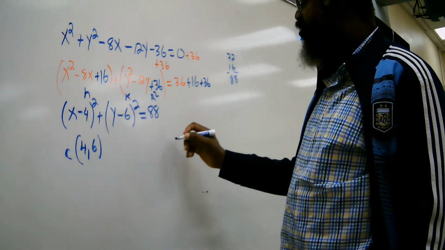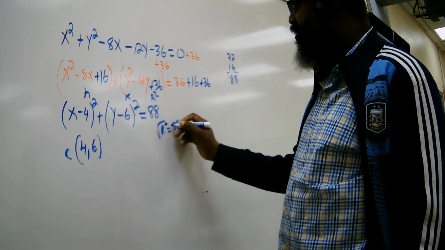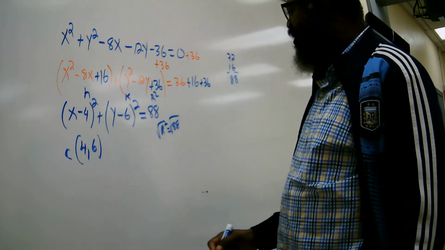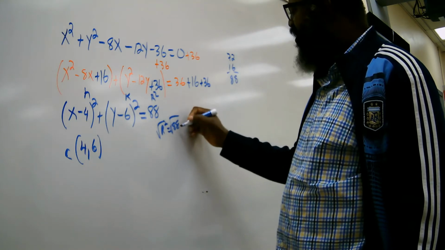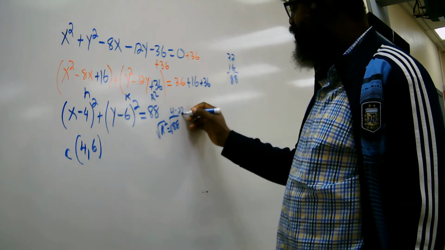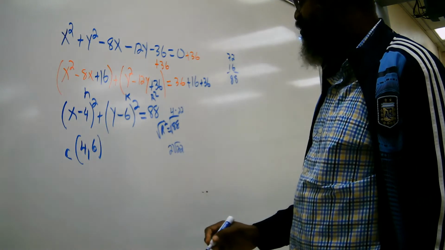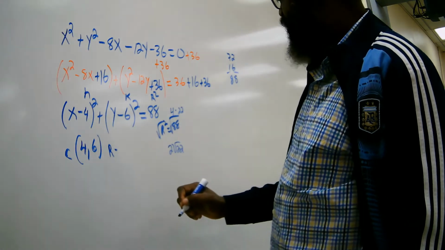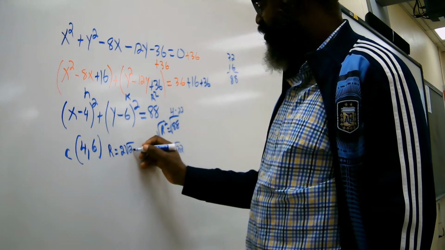So we're going to take the square root of that. You will have r squared is equal to 88. Then you take the square root of that. You can change that to decimal, or if you want to round it, find the biggest perfect square in it, that will be 4 times 22. Then that will be 2 square root of 22. So r will be 2 square root of 22, or you change that to decimal.